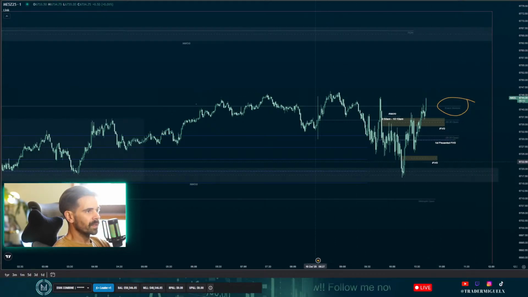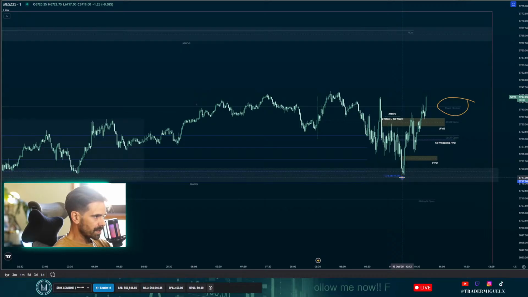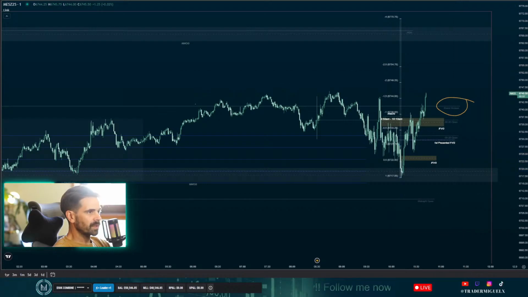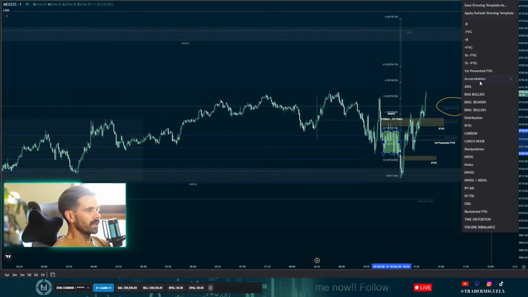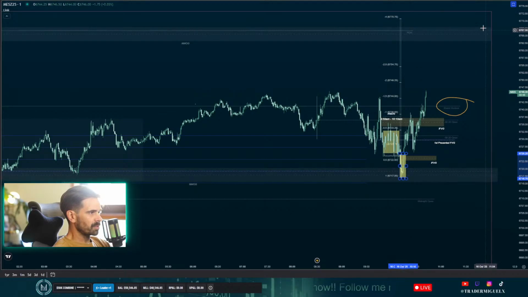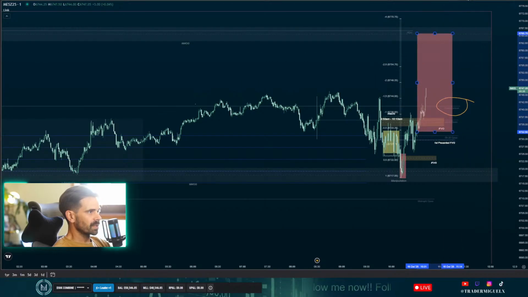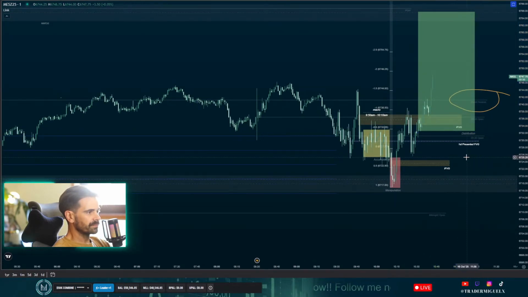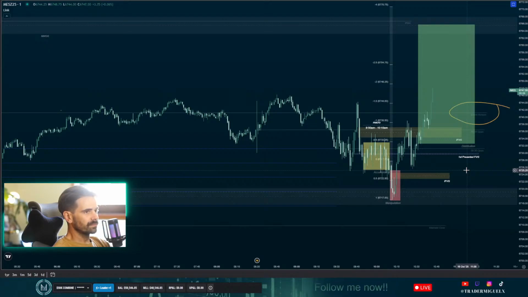So now let's see. Let me just take a projection here, because this was definitely the manipulation leg. So that plan that we had before, where this was somehow accumulation, manipulation, and distribution to the upside, I guess it's happening. I guess it's really happening. But yeah, this was not part of the plan.